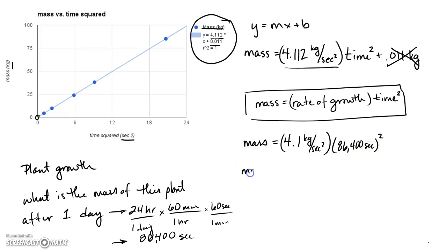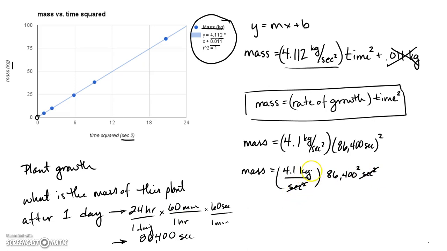We'll go through all the steps just to be super clear. So I'd have mass equals 4.1 kilograms per second squared times 86,400 squared seconds squared. If we look, including the units shows what our answer is going to be. Seconds squared will cancel out seconds squared. If we had left this as days, we would have had days squared over here, and then you should have realized, wait, that doesn't cancel out. I've got to change the math.